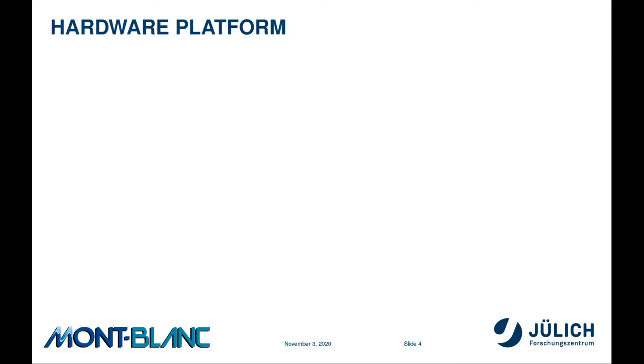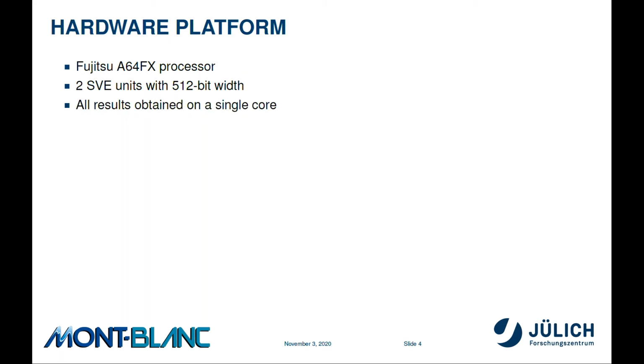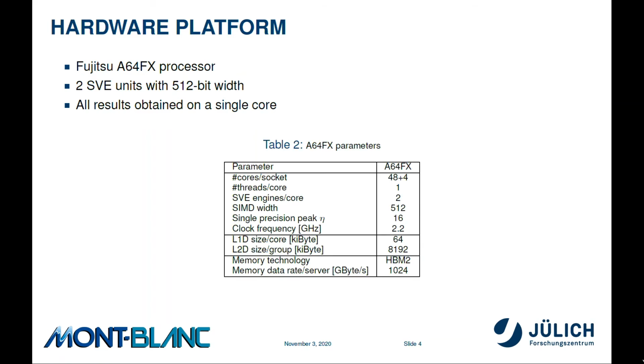To test our binaries, we have used a newly developed Fujitsu A64FX processor. This is the first processor that implements scalable vector extension. Each core is equipped with two SVE engines with an SVE width of 512 bits. All our experiments were performed on a single core with no parallelization. In Table 2, you can see some of the selected A64FX hardware parameters.